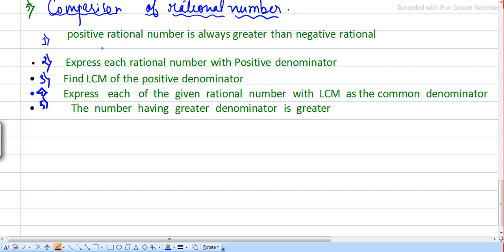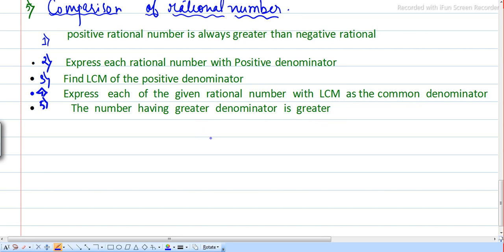Next, express each rational number with a positive denominator. Means if the denominator is negative, then you have to make it positive to compare. Okay, so this means you have to write in standard form. Next is find the LCM of the positive denominators. So the denominators which we have made positive, we have to find the LCM of them. Next is express each rational number with the LCM as a common denominator.